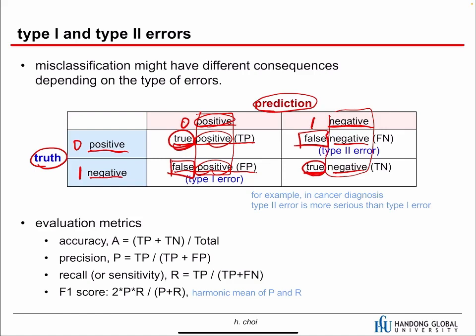Okay. So type 1 error is about false positive. It is negative, but the model says it is positive. And type 2 error is false negative. And the false positive is also known as false alarm. And given this table, we have a couple of evaluation metrics.